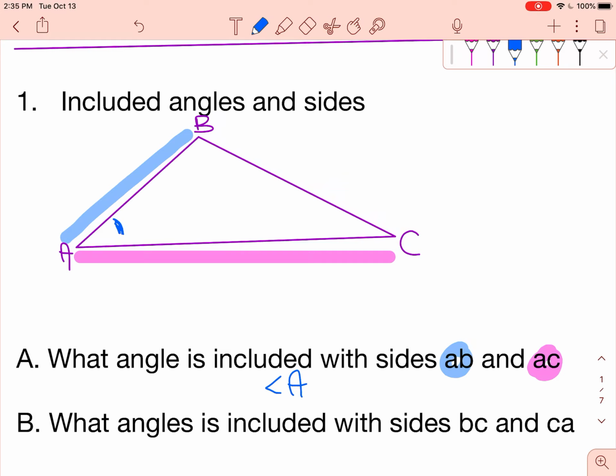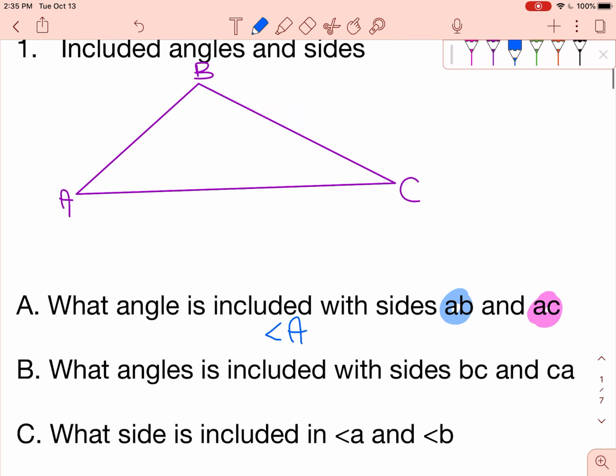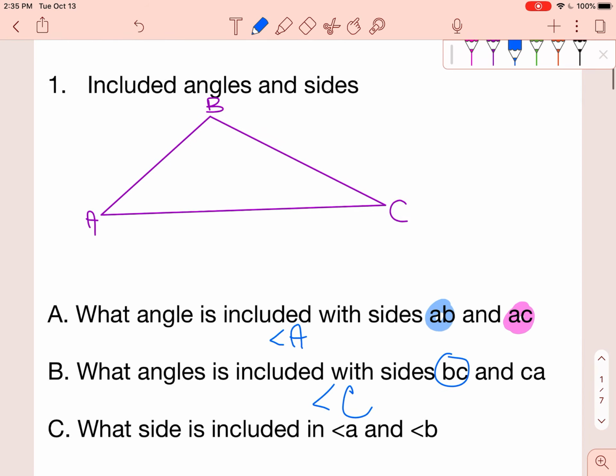This angle right here is the only angle that's touching both the blue and the pink. Angle B is only touching the blue, and angle C is only touching the pink. Okay, so that is my included angle. To go over another example, if you look down here, what angle is included in BC and CA? You can see that that is angle C. Okay, that is how you find the included angle, and that's important when I start talking about included angles later on.